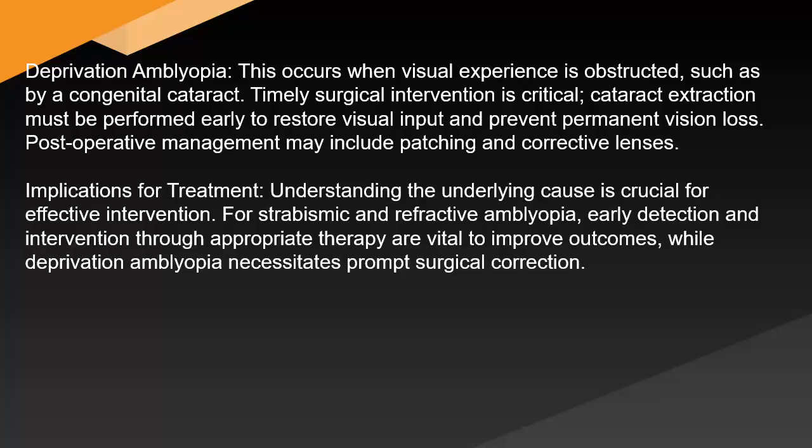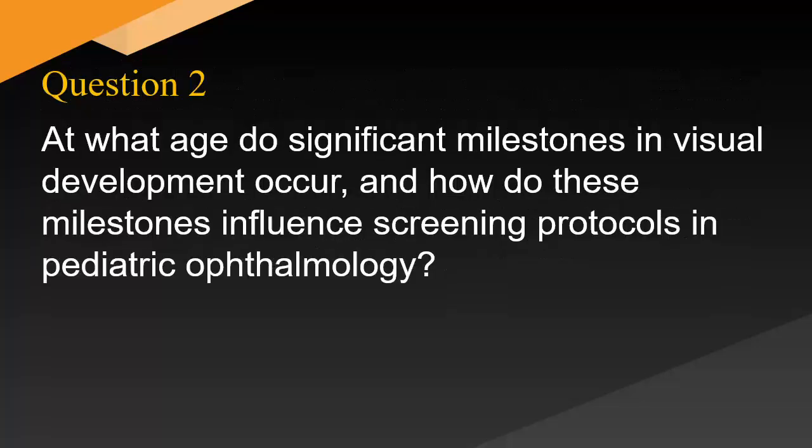Implications for treatment. Understanding the underlying cause is crucial for effective intervention. For strabismic and refractive amblyopia, early detection and intervention through appropriate therapy are vital to improve outcomes, while deprivation amblyopia necessitates prompt surgical correction.